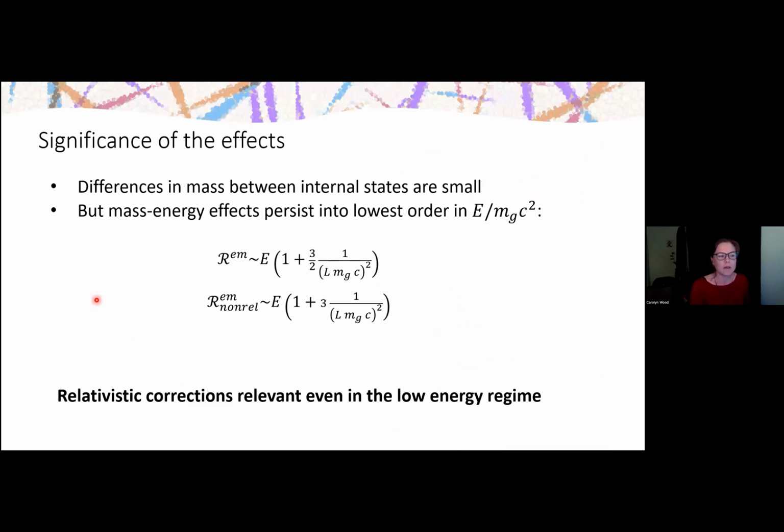But the question we really want to answer is, what's the extent of the effect of the relativistic corrections that I've introduced? So you might be thinking these changes in mass due to the internal state transitions must be really tiny. But if we look at the rates of the two models to lowest order in E on m g c squared, the two models are quite similar. So we posit that if we want to include center of mass dynamics in the detector model, we must also include these mass energy corrections.